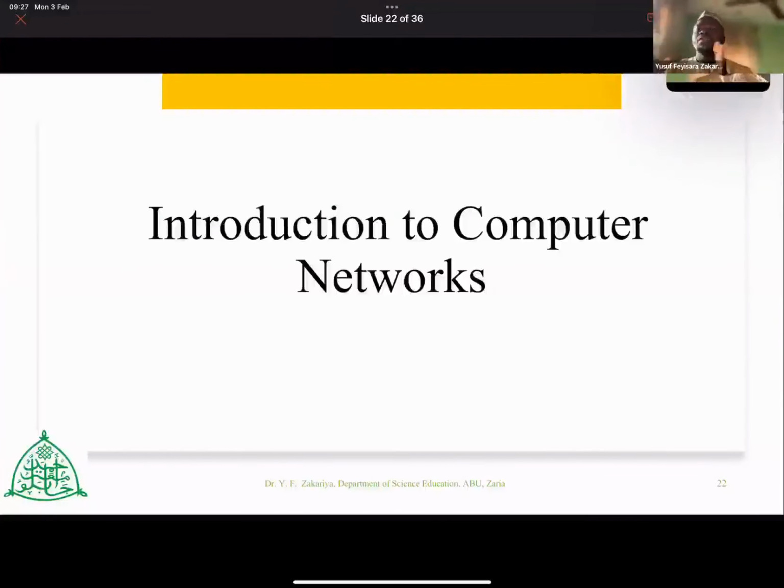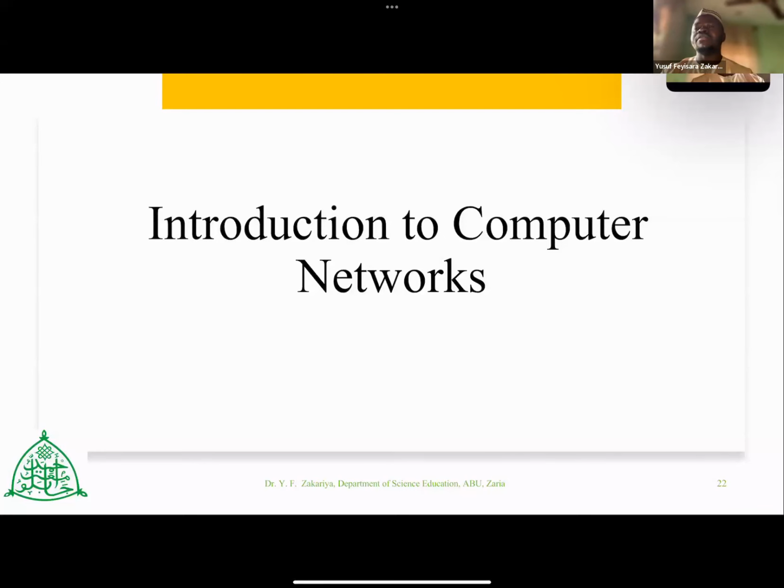Now, the last part of the note has to do with introduction to computer networks. Remember, part of the learning outcomes which we said we're going to have is that you will be introduced to computer networks. So what are computer networks?